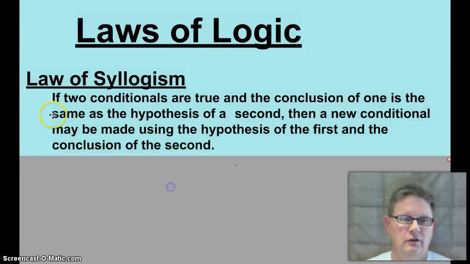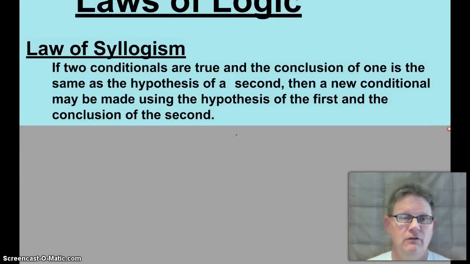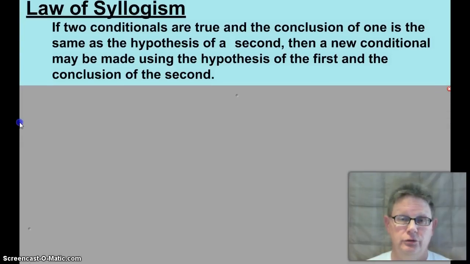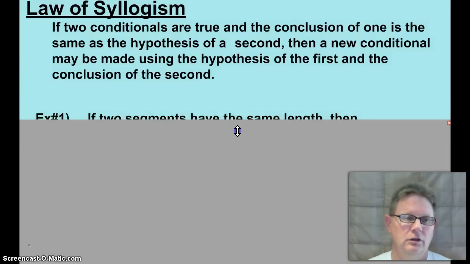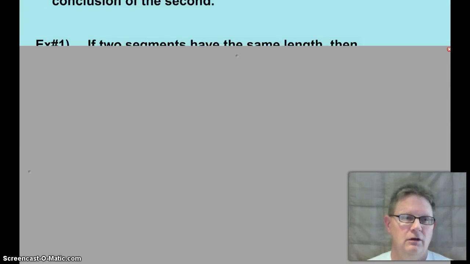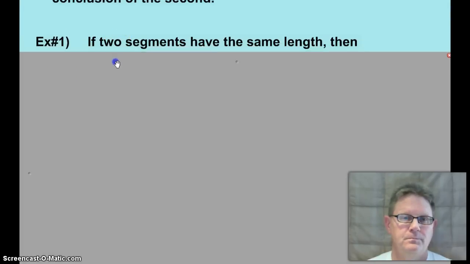In words, it says, if two conditionals are true, and the conclusion of one is the same as the hypothesis of a second, then you can write a whole new conditional statement, a new if-then statement, using the hypothesis of the first and the conclusion of the second. Here comes your first example.